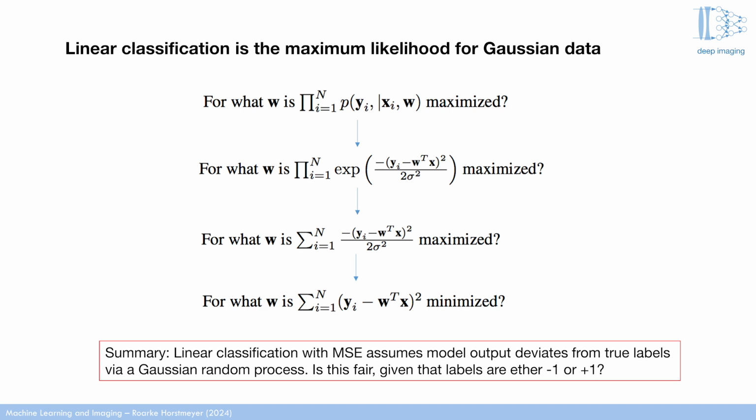And so the summary of this little exercise is to say that doing linear classification with a mean squared error metric to assess your loss fundamentally assumes data is Gaussian distributed, right? Under some Gaussian noise spread.